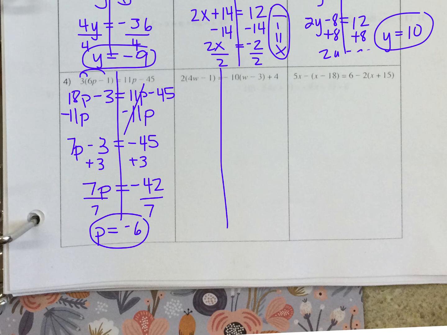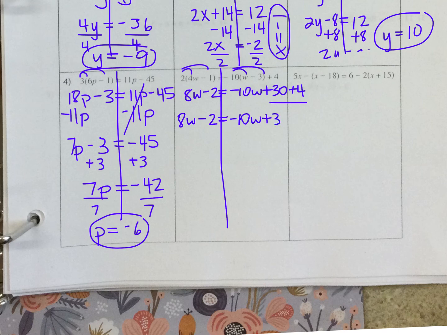All right. Step 1 says to distribute on the left side. So 8w minus 2. Step 2 says distribute on the right side. Negative 10w plus 30. And then I just copy down that 4 because it's not part of the parentheses. Now, can I put the w or the negative 2 together? Nope. But I can put some stuff over here together. When I put it together, I just do old school math, 30 plus 4. So 8w minus 2 equals negative 10w plus 34.